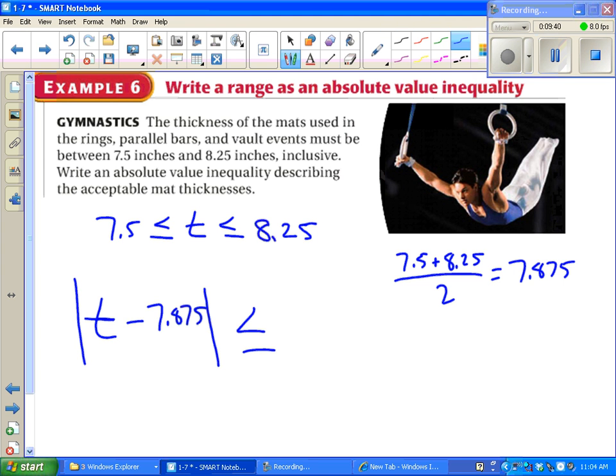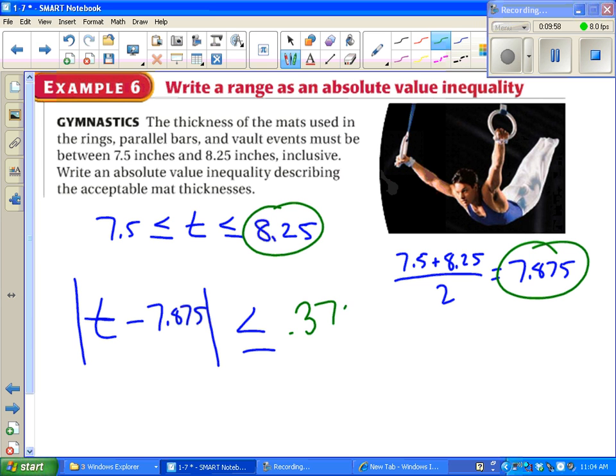Now we need to figure out our tolerance. That means how much bigger than that can we be? And that's a simple subtraction problem. We'll just take our maximum thickness, subtract our average thickness, and that tells us the tolerance for the thickness of the mats. It turns out to be 0.375.